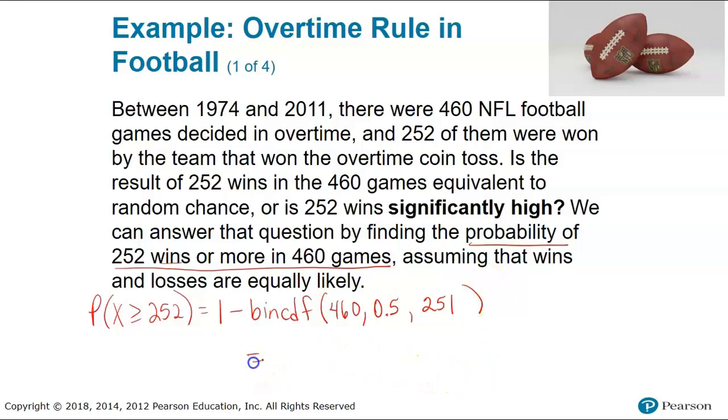And we're going to get 0.0224 for our answer. So as far as answering the part about is it significantly high, remember to compare it for significance purposes. We want to compare it to 0.05 and it's less than that. So it would be a significantly high number of wins just by chance.